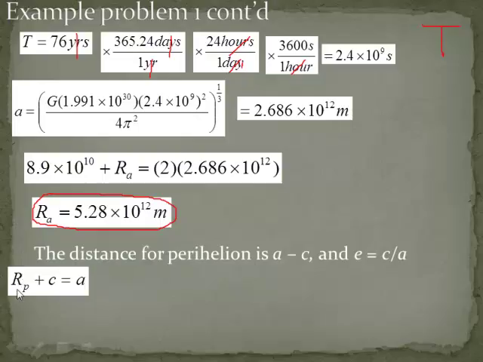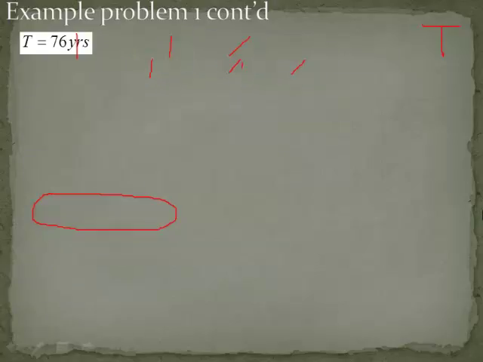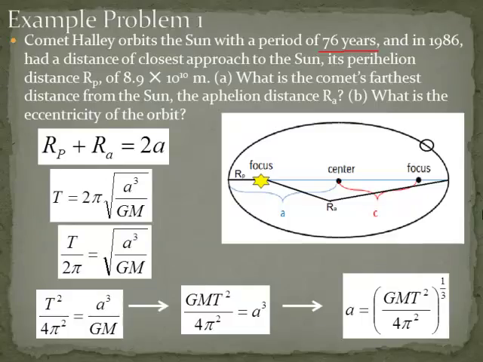So the perihelion distance, excuse me, plus C is equal to A, and you can actually see that from our original diagram. Let me just go back to that real quick. So if you do this, the perihelion distance plus C, this being C right here, then that is equal to A.